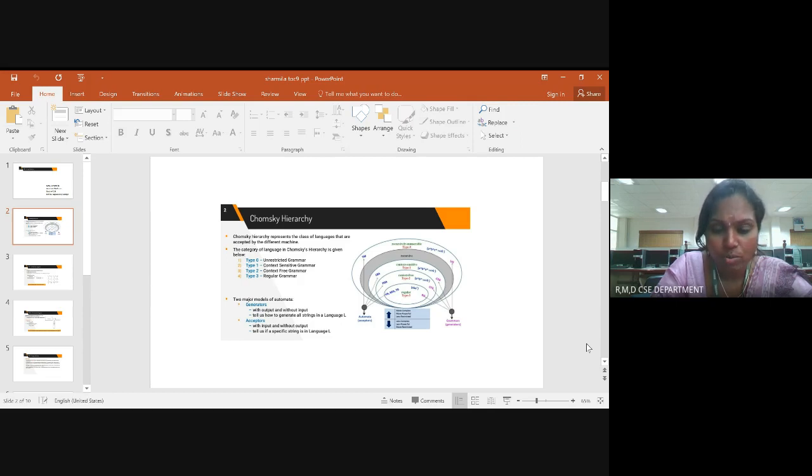So there are two major models of automata: generator and acceptor. A generator has output and no input, and tells us how to generate all the strings in the language. An acceptor has input and no output, and tells us whether a specific string is in the language L. So the generator is with output and without input, and the acceptor is with input and without output.